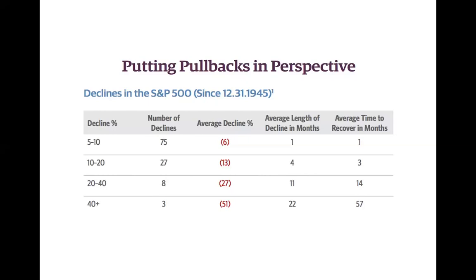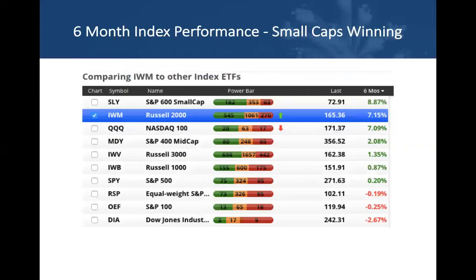Now, the average correction is 13%. On a closing basis, the correction this time was 13.4%, so we're right on target. Average length of the decline, 4 months. The market peaked on January 26th. We're now into the 5th month of the decline. The good news is once the market recovers, it recovers to new highs within 3 months. Now, the NASDAQ 100 and the Russell 2000 IWM have recovered to new highs. So we're waiting for the S&P 500 to kick in.